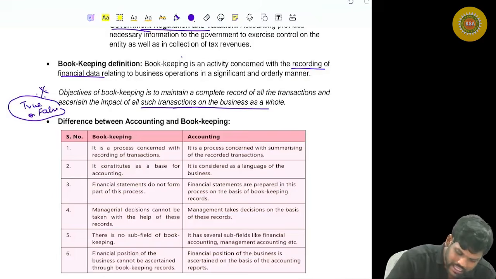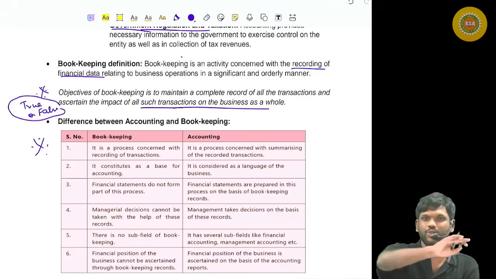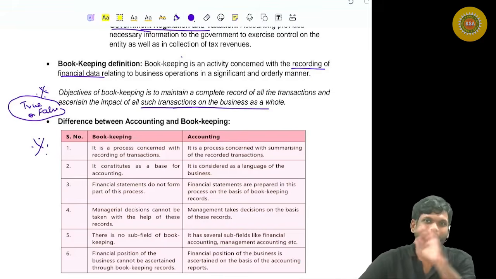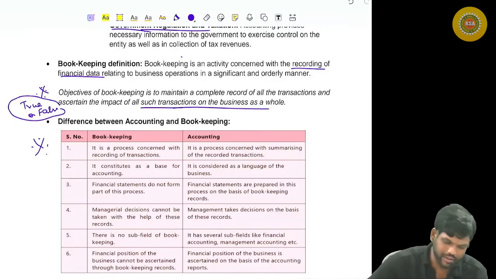So there are these 6 small points that have been given. Please ensure you go through this also, so that for any 6-mark straight question, differentiate between bookkeeping and accounting, draw one line in between, write these 5-6 points, guaranteed marks will be given. Okay.